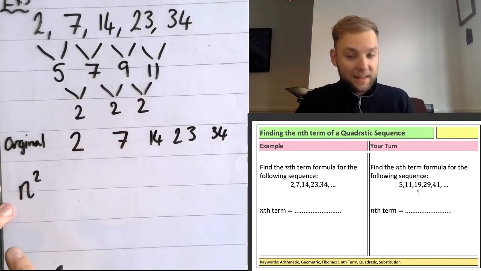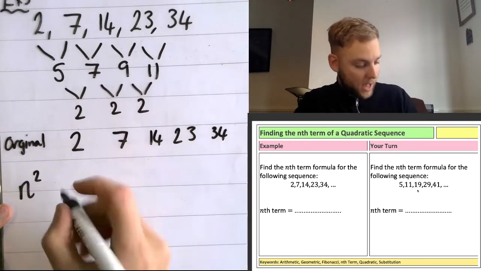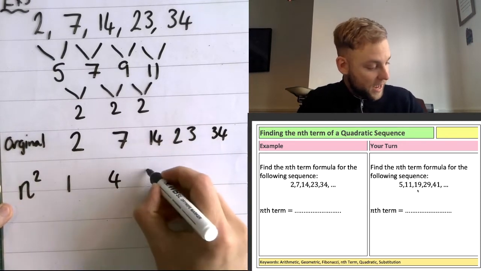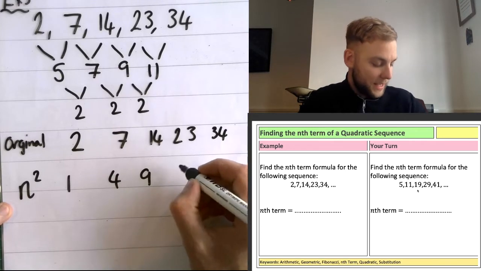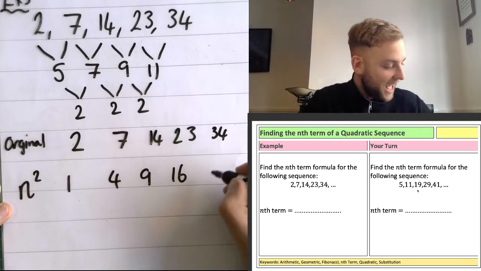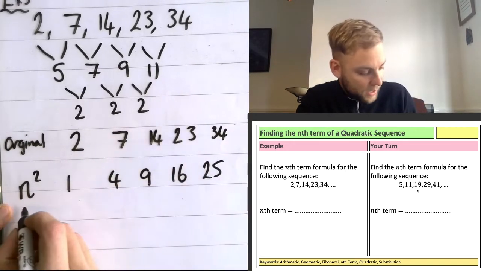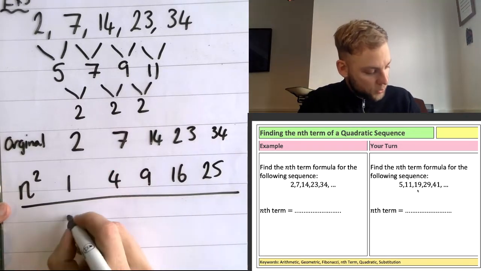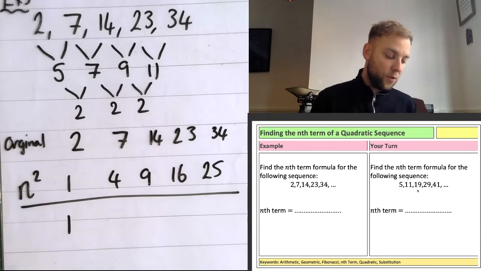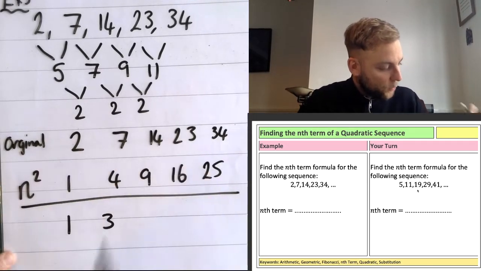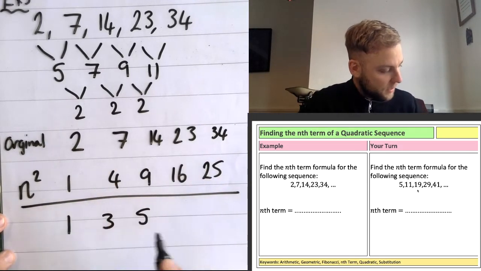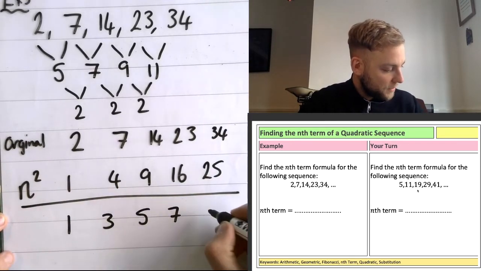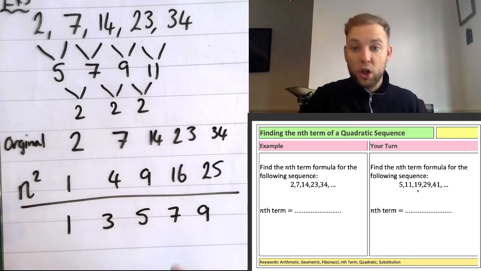34. N squared. Well, 1 squared is 1. 2 squared is 4. 3 squared is 9. 4 squared is 16. And 5 squared is 25. So when I subtract this, okay, 2 take away 1 is 1. 7 take away 4 is 3. 14 take away 9 is 5. 23 take away 16 is 7. And 34 take away 25 is 9.